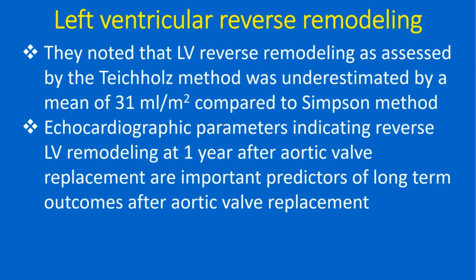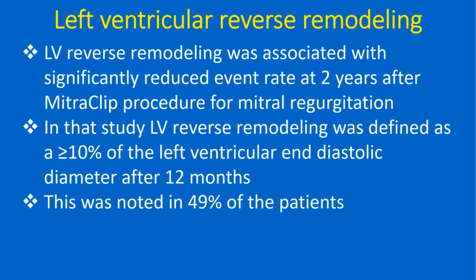LV reverse remodeling was associated with significantly reduced event rate at 2 years after mitral transcatheter procedure for mitral regurgitation. In that study, LV reverse remodeling was defined as more than or equal to 10% reduction of the LV end-diastolic diameter after 12 months. This was noted in 49% of the patients.